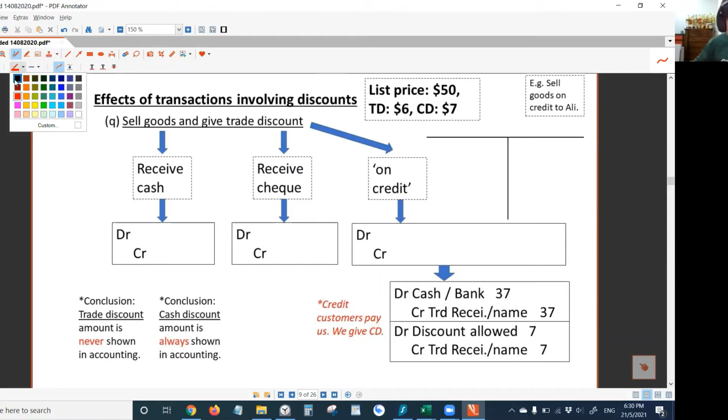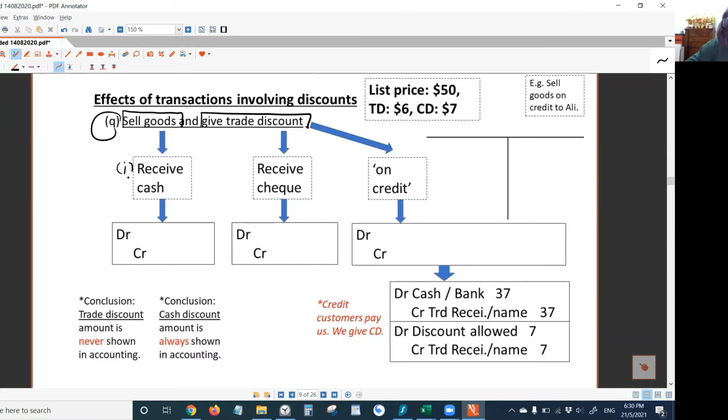Here you have transaction Q. Sell goods and give trade discount. When you sell goods to customers, you can have three possible scenarios: Q1, Q2 and Q3. Q1 means you receive the cash immediately, so debit cash, credit sales. Q2 means you receive the check immediately on the spot. That means you should debit bank, then you credit sales account.